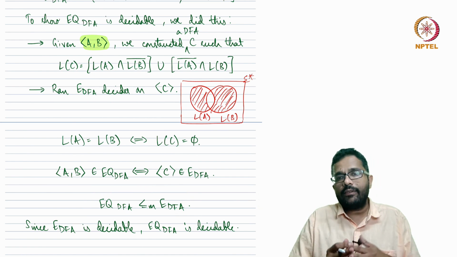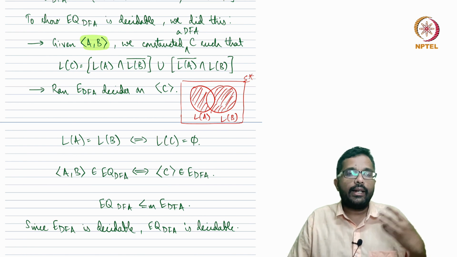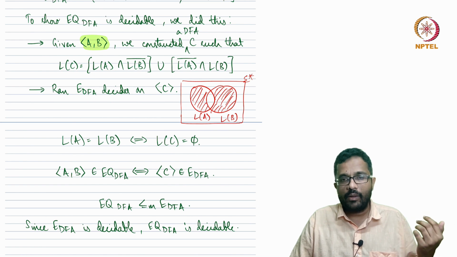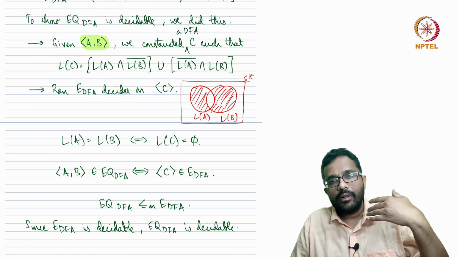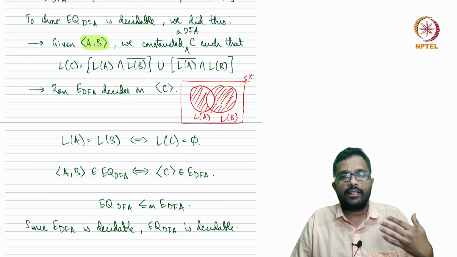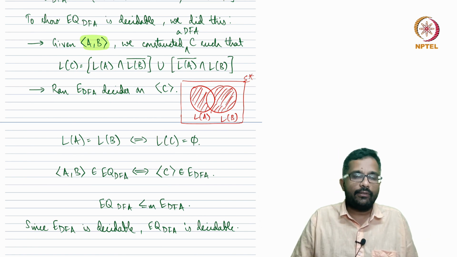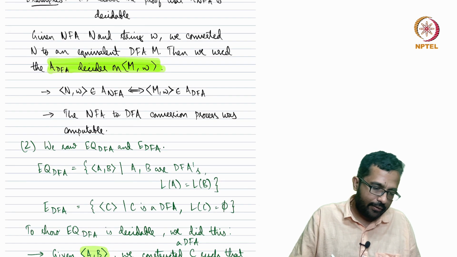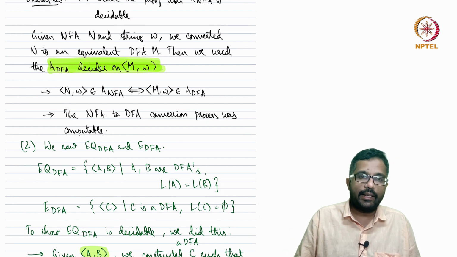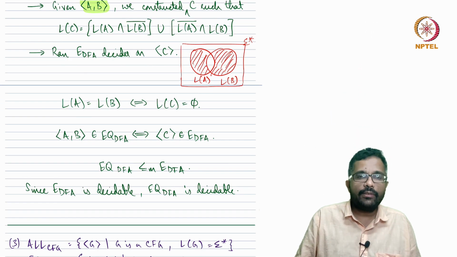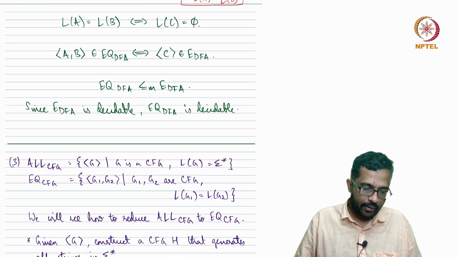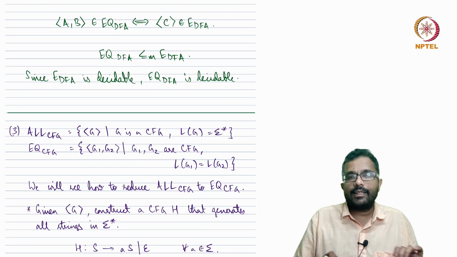And hence, if you remember, we had a decidability algorithm for EDFA. You can use this to decide whether the given EQ-DFA instance is decidable, right? So here in the first case we used ADFA to decide ANFA. Here we are using EDFA's decider to decide EQ-DFA. Okay. So now let us see a slightly different example.